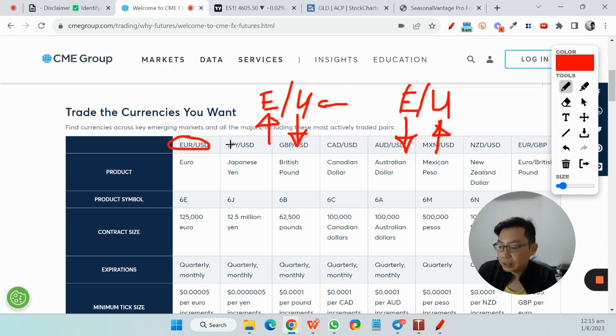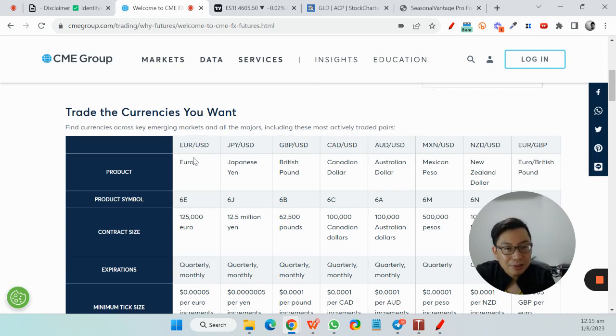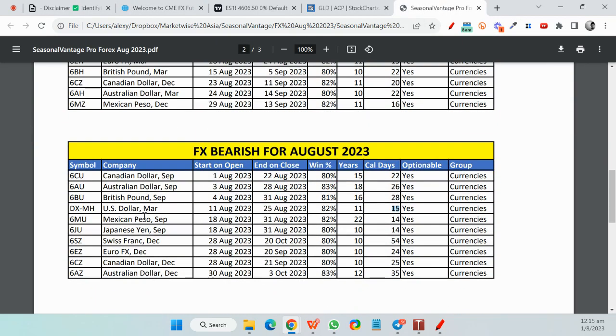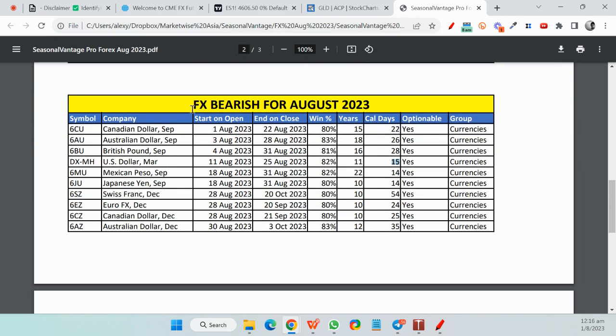And most of these futures currencies are paired against the US dollar, which means the US dollar is pretty important here. As you can see, based on historical data, the US dollar is actually a basket of currencies, about 60% of which is against the euro.